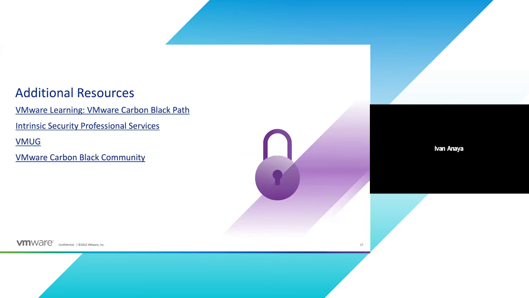And also, we have additional resources. We have the VMware Learning site with the Carbon Black path. We have the Security and Privacy Services. We have also the Carbon Black community. There's a lot of information over there in User Exchange that you can access. So it's a good way to start. And also remember that in your Carbon Black console, in the help button at the top of your screen, you will have access to the user guide.